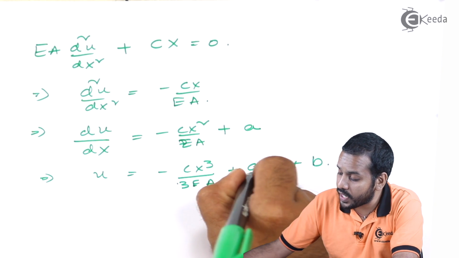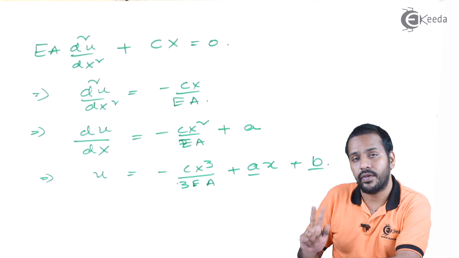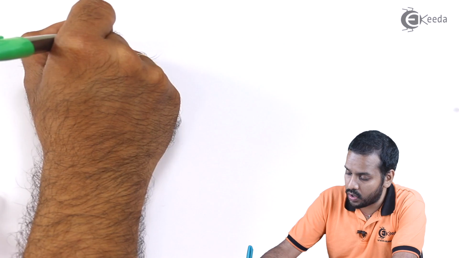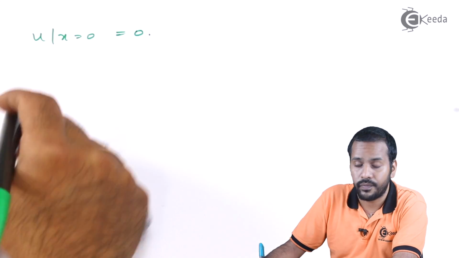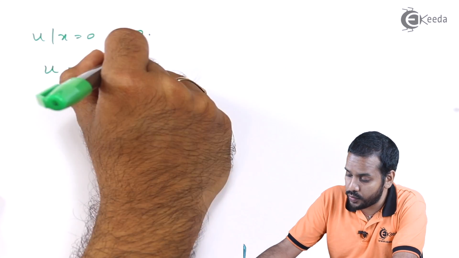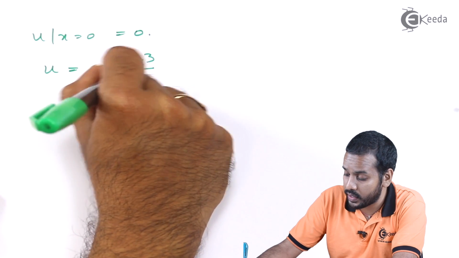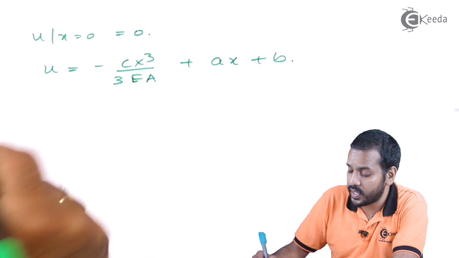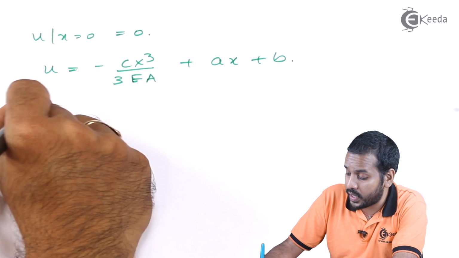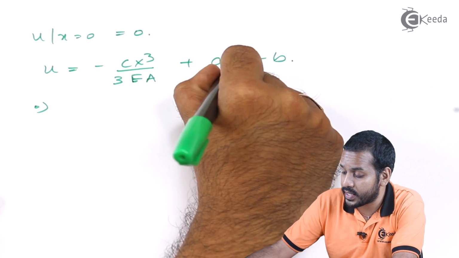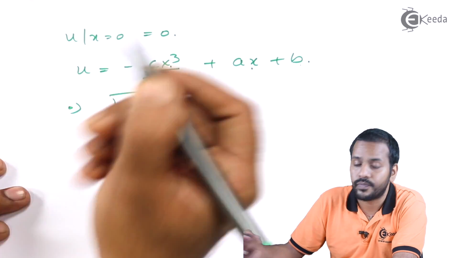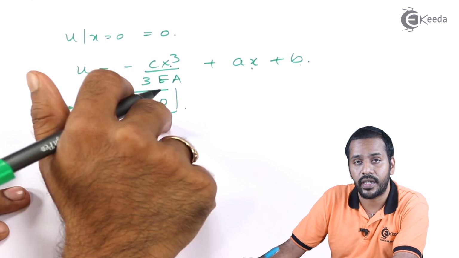Now in the solution we have two unknowns A and B, and we have two boundary conditions. So substitute those boundary conditions and get A and B. U at x equal to 0 is 0, and u is minus Cx cube by 3EA plus Ax plus B. At x equal to 0, the first two terms are 0, and the remaining thing is B equal to 0. This is from the first boundary condition.